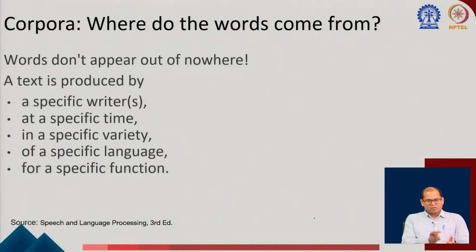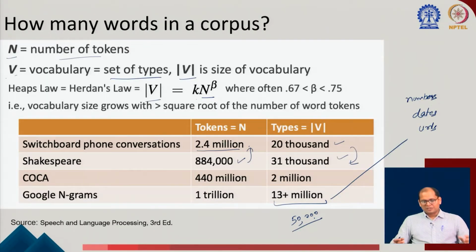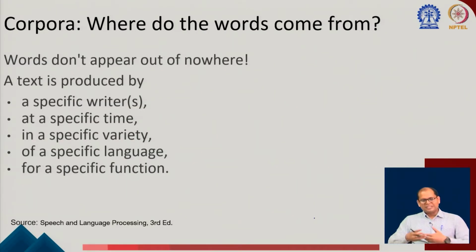So in a corpus you will have the connection between the number of tokens and the number of types. Now these words are coming from a corpus. Whenever we talk about a data set, it comes from a corpus, so words are coming from a corpus. This is produced by a specific writer. So typically text will have a specific writer, a specific time, a specific variety of a specific language, for a specific function.